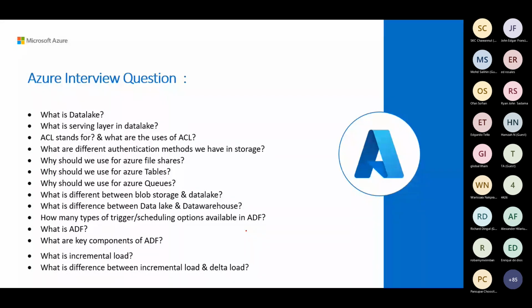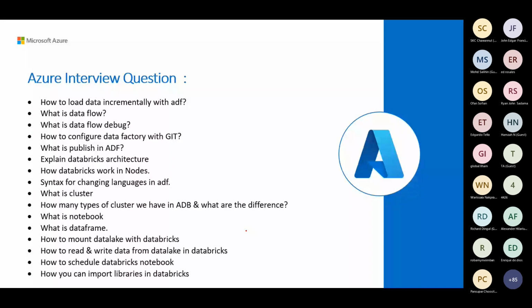What are the different types of triggers related to ADF they are going to ask. What are the different scheduling methods or trigger options you have in ADF? What is ADF? Azure Data Factory. What are the key components of ADF you have? Like linked service, dataset, activity, pipeline, triggers, integration runtime. What is incremental data load? What is delta load? And what is the difference between incremental load and delta load? And after that, how many ways can you load data with the help of ADF?